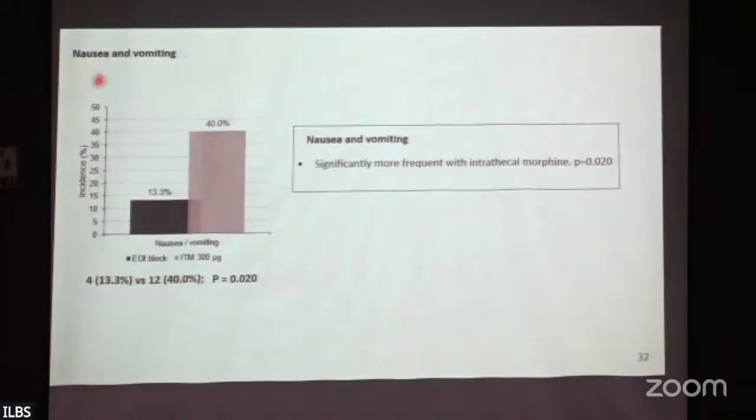Coming to adverse effects, nausea and vomiting. The incidence of nausea and vomiting was 40% in the intrathecal morphine group, but it was only 13.3% in the external oblique intercostal plane block group, and it was statistically significant with a p-value of 0.02. It shows that significantly more nausea and vomiting occurred with the intrathecal morphine group.